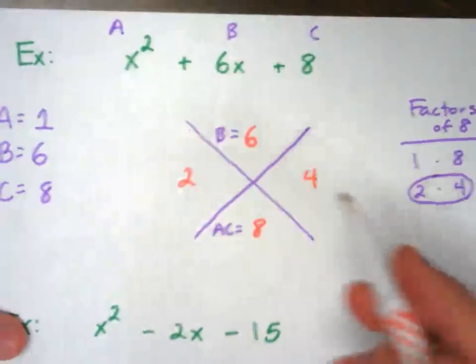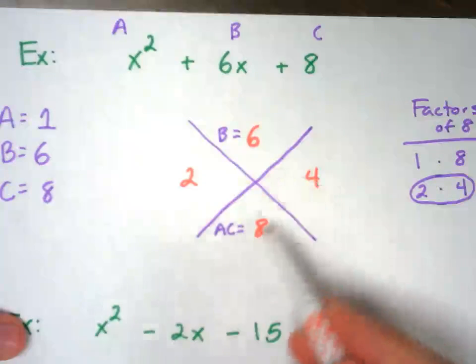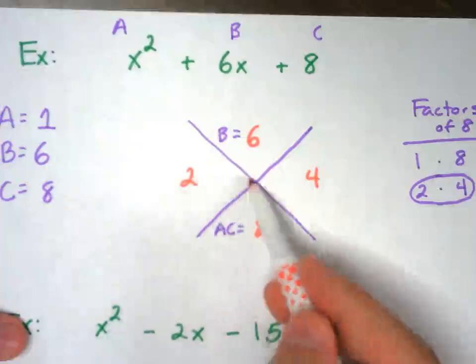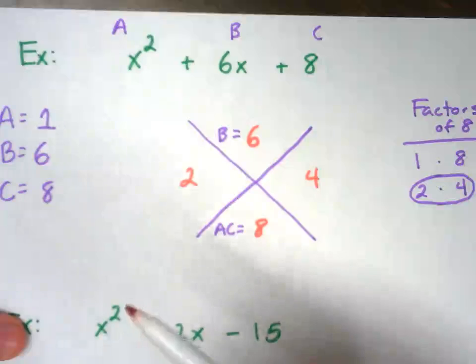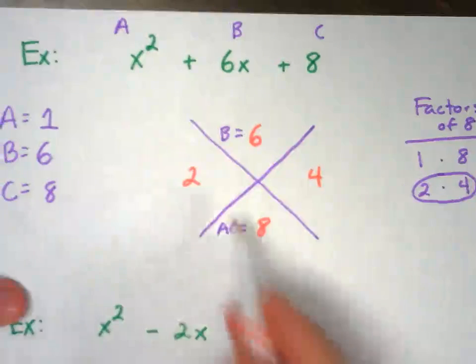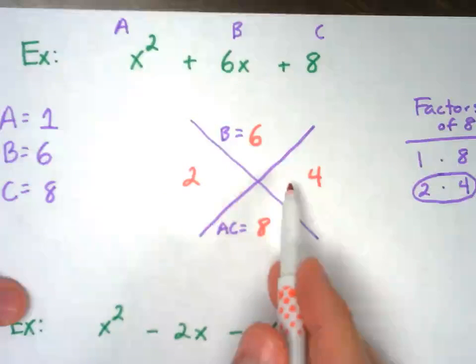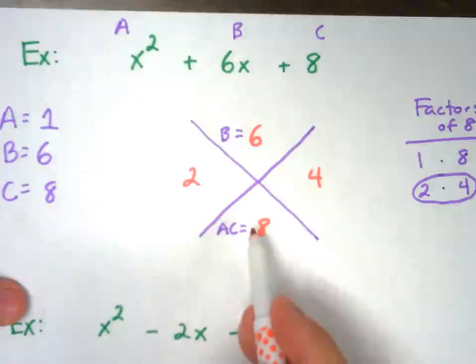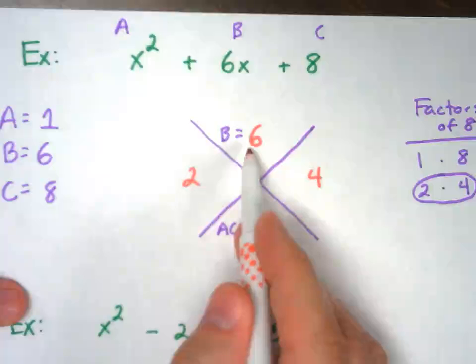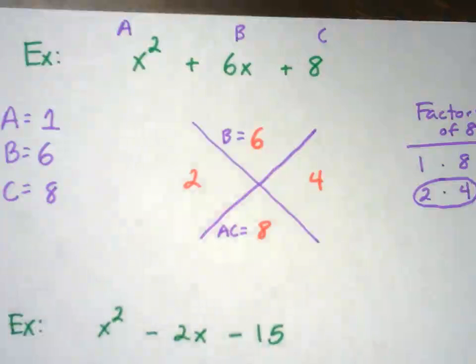And now let me show you exactly what this means. 2 times 4 equals 8. 2 plus 4 equals 6. And that's the criteria. That's what you want to be able to meet. That's how you get these numbers in the middle, by finding the factors and figuring out which ones multiply to give you the AC and which ones add up to give you the B. They have to be the same ones.